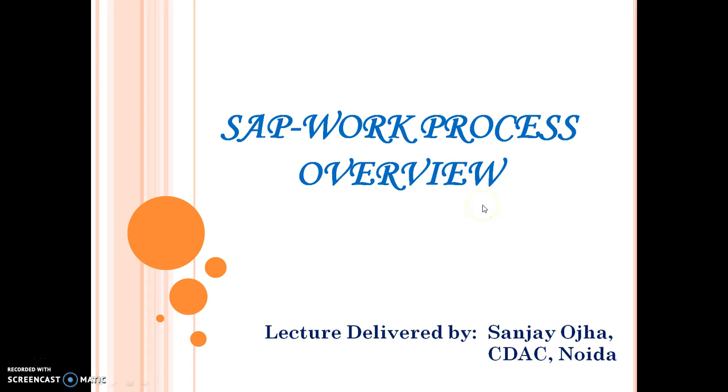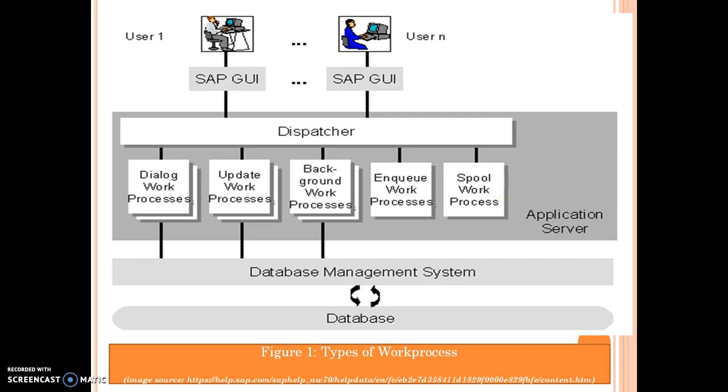Hello everyone. Today I am going to take the topic SAP Work Process overview. The topic that we are going to cover today is an overview of all the different types of work processes: dialog work process, enqueue work process, update work process, spool and background work process. These are the types of work process.